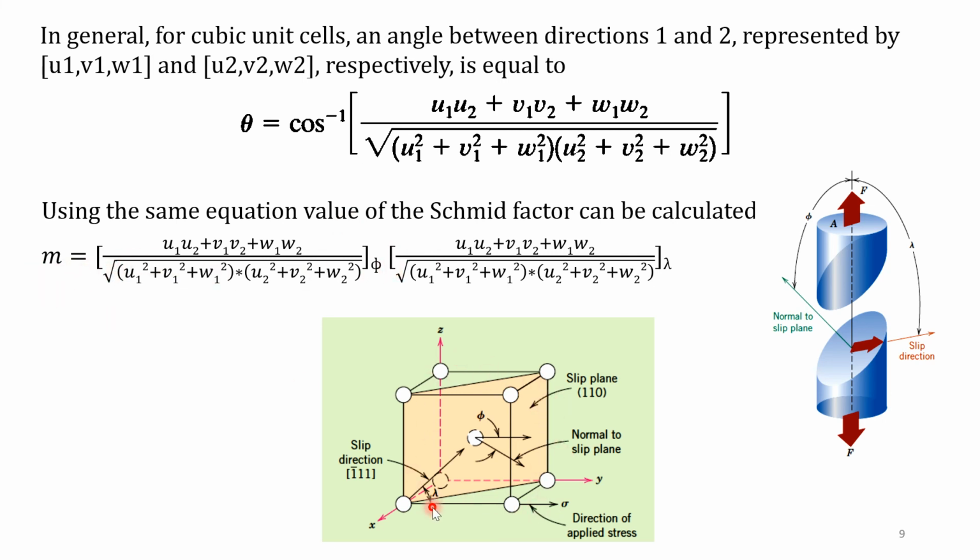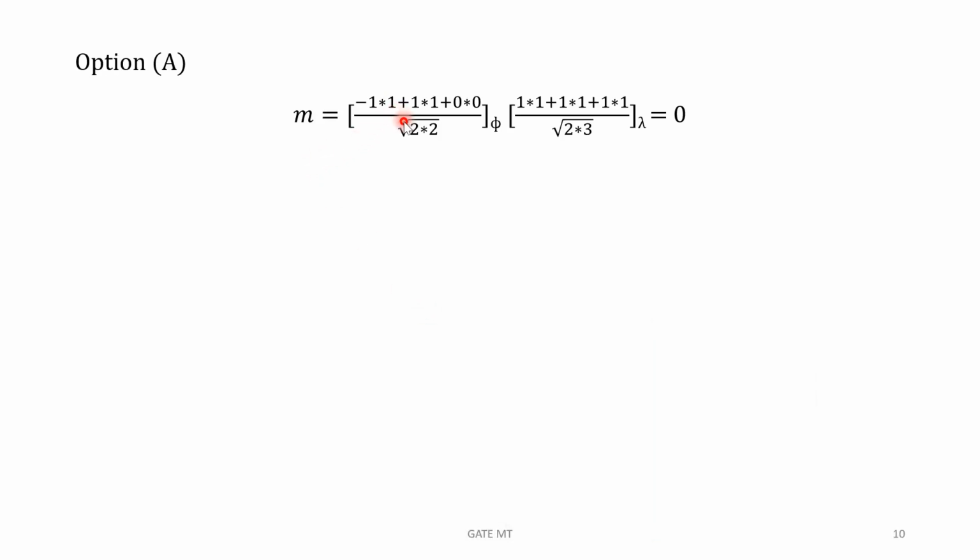So if you see this particular question, say that your slip plane is 110 and you have a plane like this. Normal to the plane will be direction 110, and slip direction is given to us in the question. And this is the direction of applied stress. The sigma, you see, direction of applied stress, that is the dark green arrow over here. Normal to the slip plane is this one. And the angle between these two will be your phi value. And the angle between the direction that is given in the option and the direction of applied stress will be your lambda.